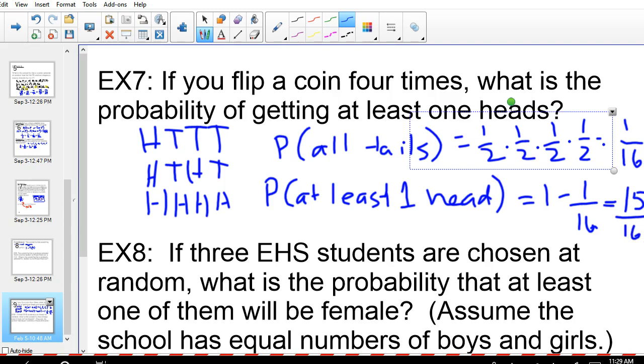So if you see one that says the probability of at least 1 of something happening, a lot of times it's more helpful to think of getting the opposite of that, for that not happening.